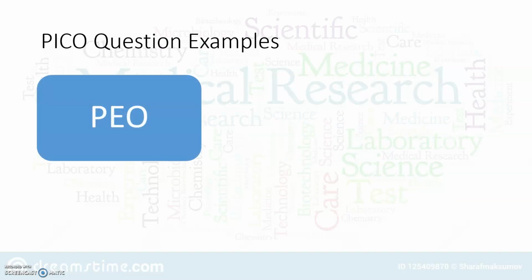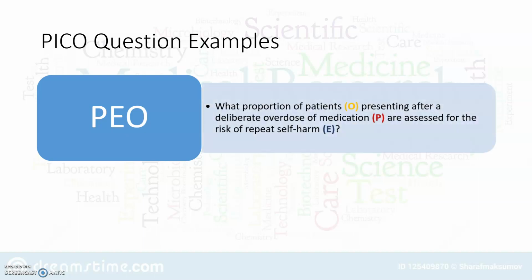So if we're just looking at how many people are being assessed, then that would be a PEO question. It's an observational study. And we might ask ourselves what proportion of patients presenting after a deliberate overdose of medication are assessed for the risk of repeat self-harm.